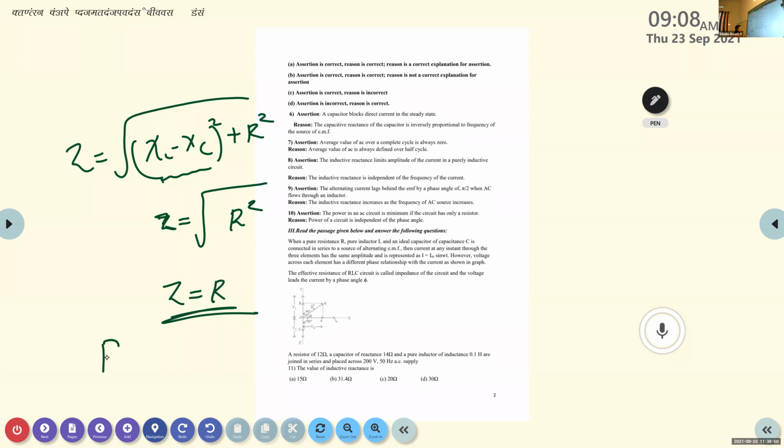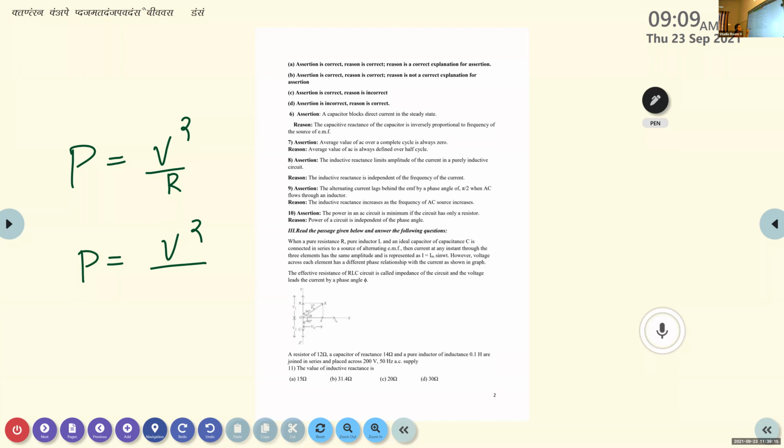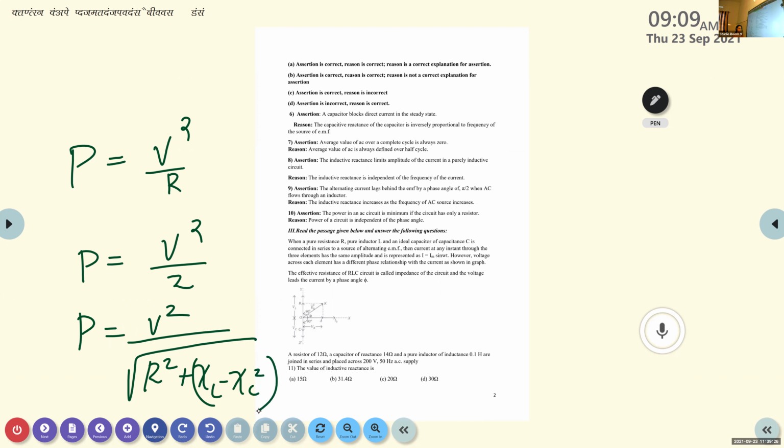Power of the circuit is given by P is equal to VI, or in terms of another equation, P is equal to V square by R. But here we consider an LCR circuit. So P is equal to V square by Z, which means V square by root of R square plus (XL minus XC) the whole square. So you just consider this case.